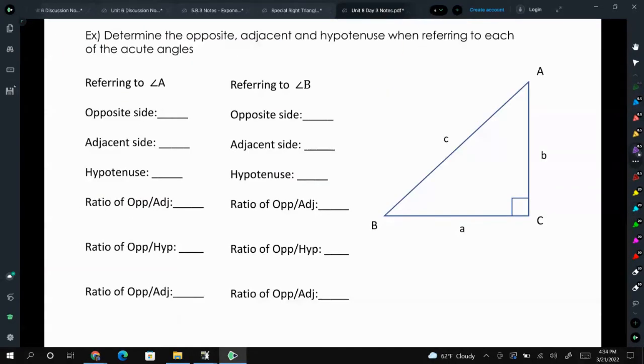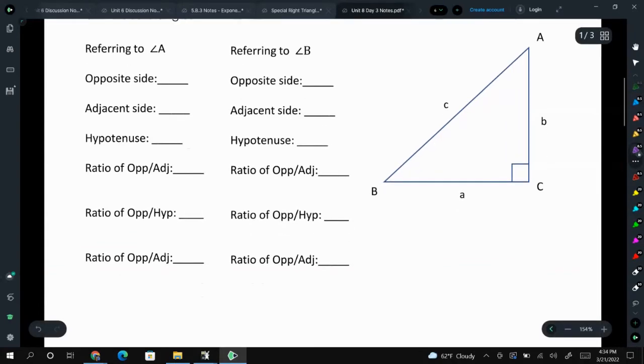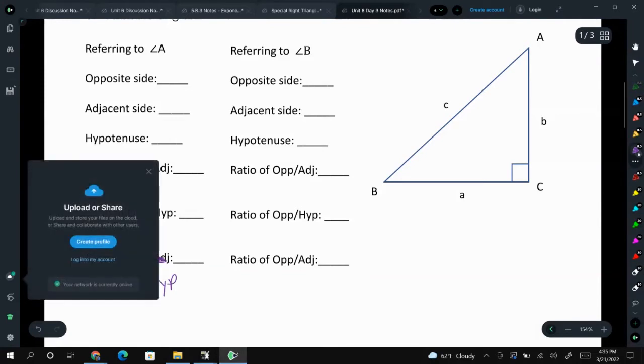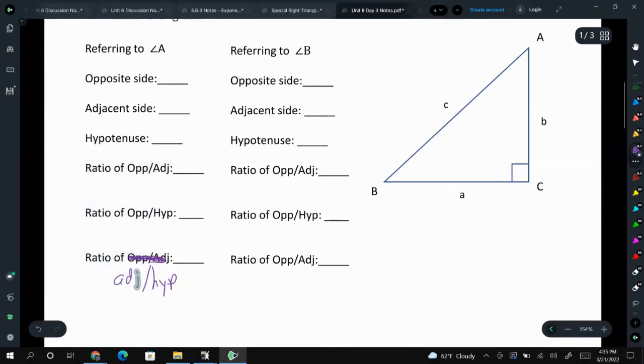All right, so on these problems here, there is a misprint that I forgot to change before sending these to the printer. So this is also going to appear on your homework. The last one where it says ratio of the opposite over adjacent, what this needs to say is the adjacent over hypotenuse. Okay, so please change all of these to adjacent over hypotenuse. That is going to be true on the homework as well.